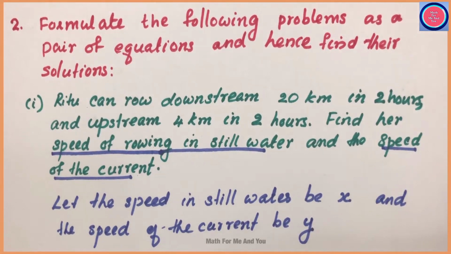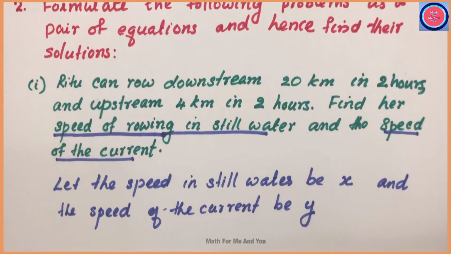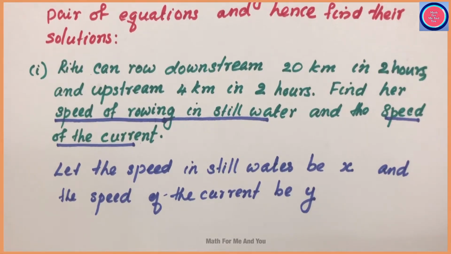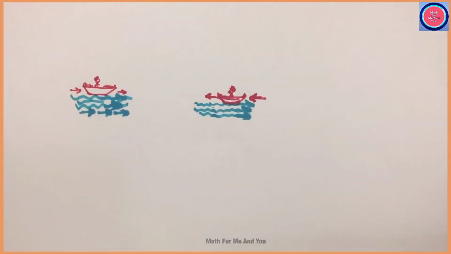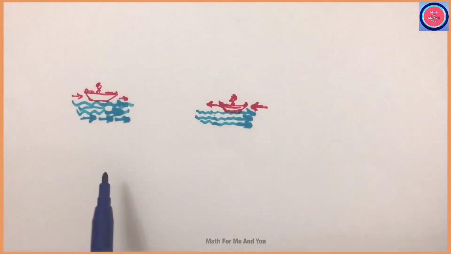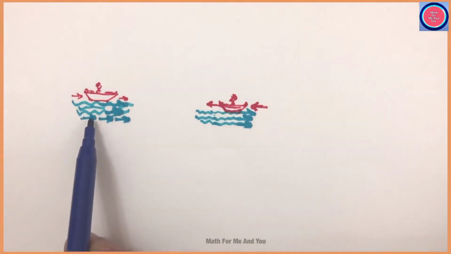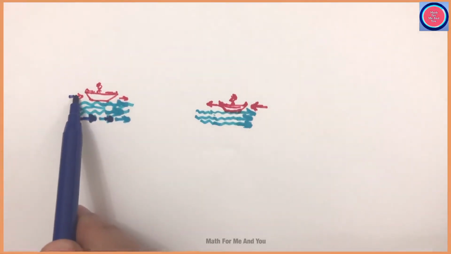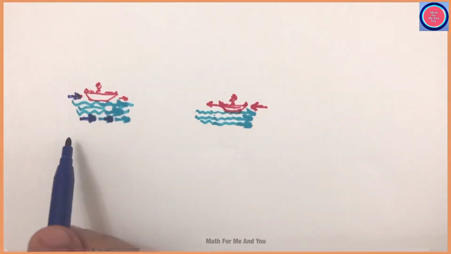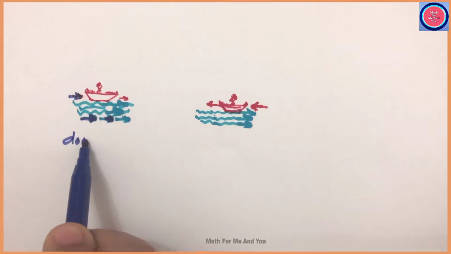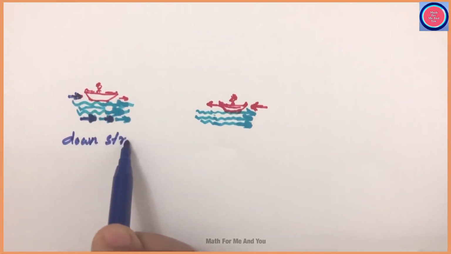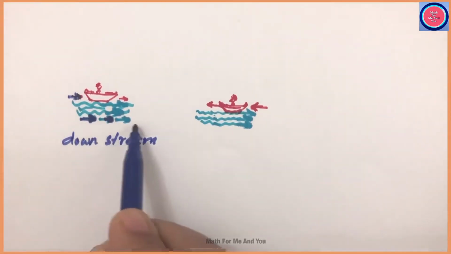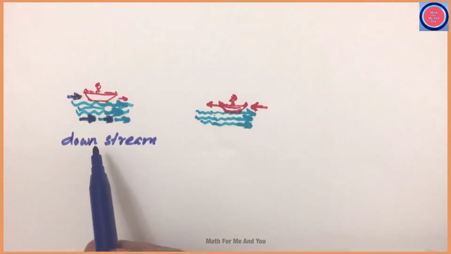Before that we need to look at the meaning of downstream and upstream. Just have a look at that. See, two pictures are here. Look at the first picture. Here we can see the boat moving in the same direction as the flow of water. That means this case is known as downstream. So what is downstream? The boat and the water move in the same direction.